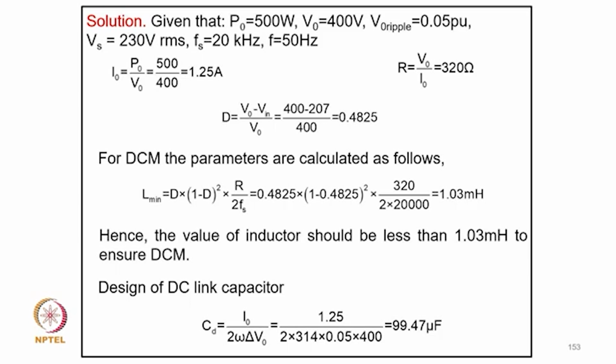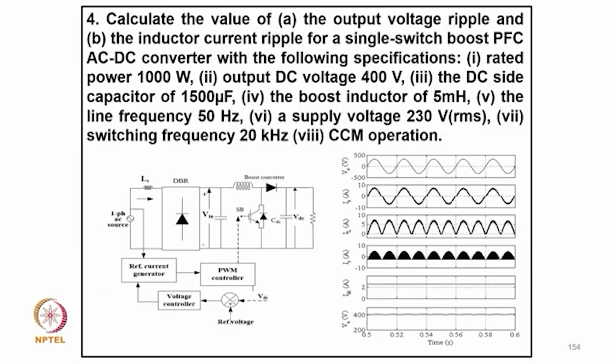The L minimum for DCM is D into (1 minus D) squared R upon 2F, so it comes 1.03 millihenry. Hence the value of inductor should be less than 1.03 millihenry to ensure DCM in all operating conditions. And the design of the DC capacitor: CD equal to I upon 2 omega delta V, that comes 99.47 microfarad.